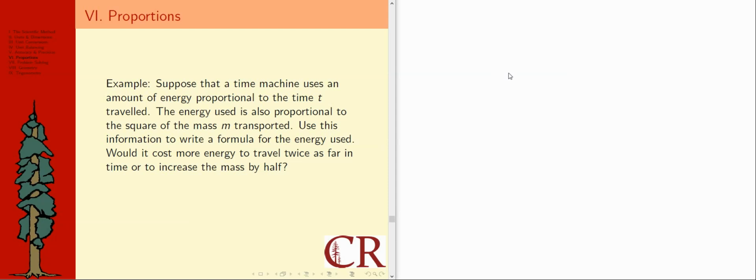It says, suppose that a time machine uses an amount of energy proportional to the time t traveled. The energy used is also proportional to the square of the mass m transported. Use this information to write a formula for the energy used. Let's start with that.